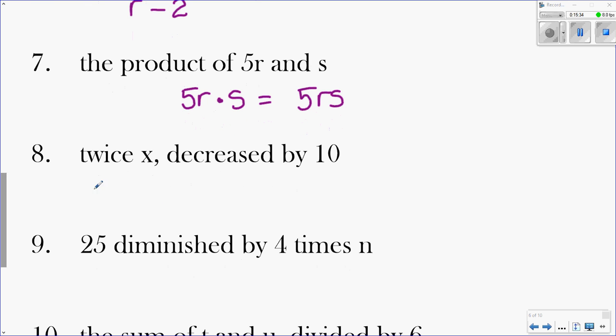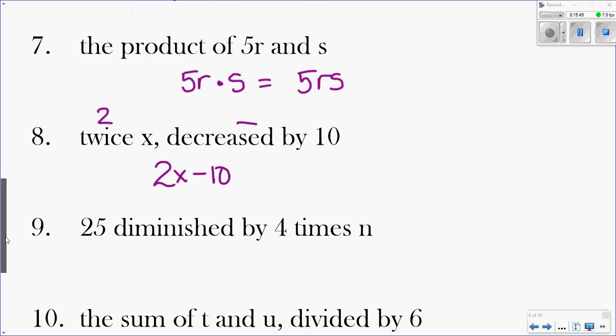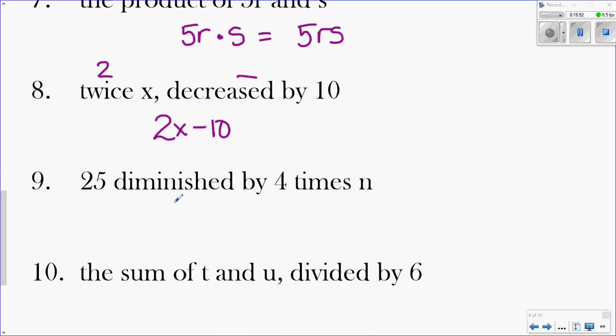Then you have the next one, twice t. Twice means 2 times, decreased by 10. I'm going to subtract 10 from this term. So 2t minus 10. Then we have diminished. That was another one. Diminish, when you diminish something, you make it less. So it's subtract by 4 times n. Times, you know it's multiply. So 25 diminished by 4 times n would be 25 minus 4n.